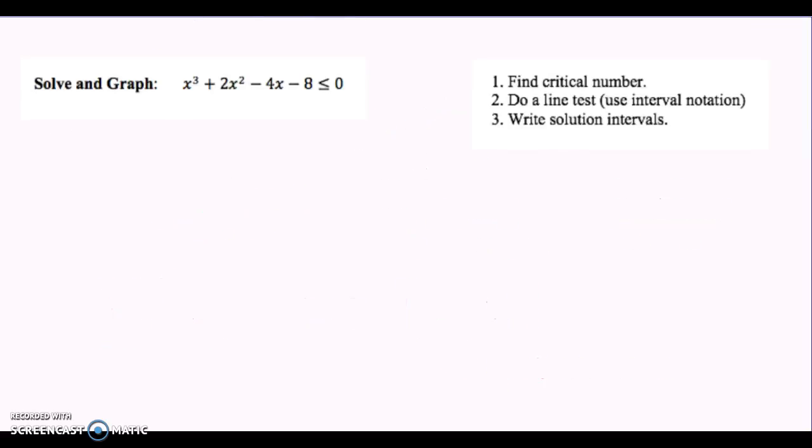You're going to need to pause the video to try this problem on your own. Go ahead and pause the video now, please.